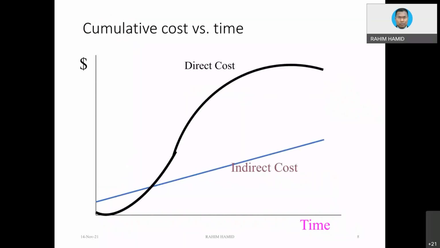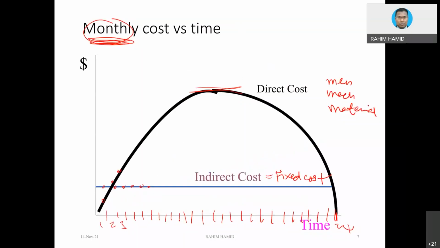Then cumulative costs. If, for instance, you take the indirect cost graph, which is basically flat, you convert it into cumulative. Cumulative means the first month value you add to the second month value, the second month value you add to the third month value, etc.